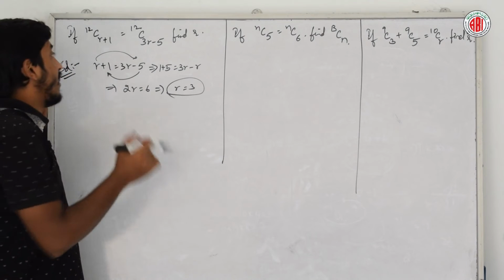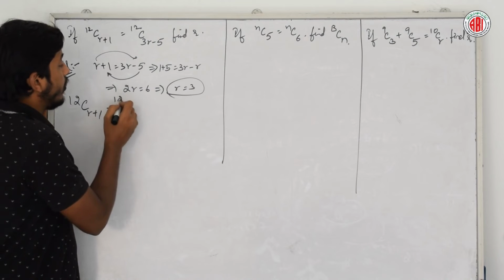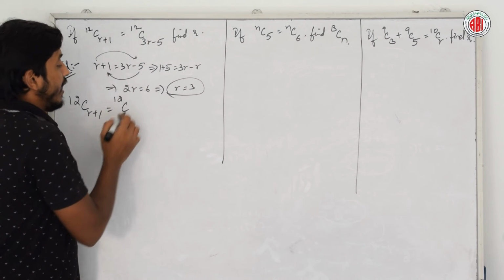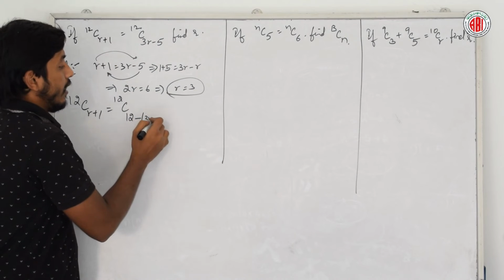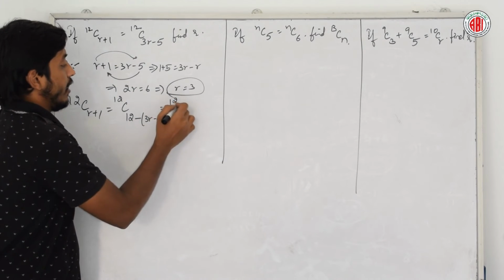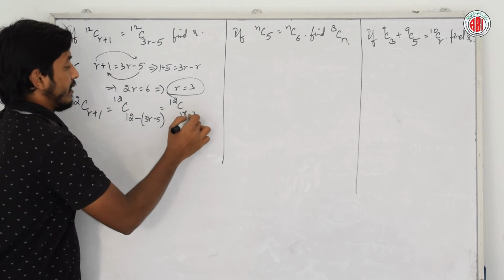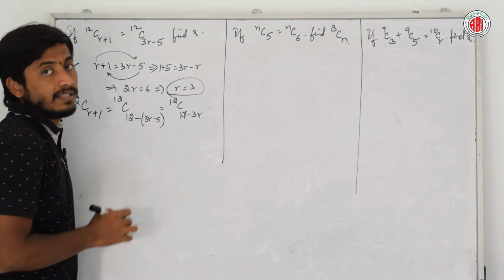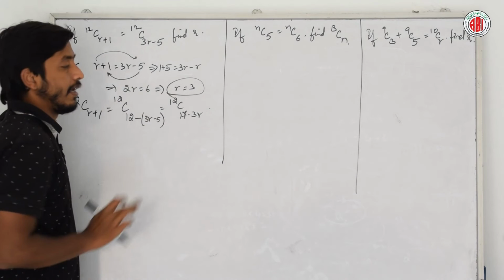Second most thing is we can use the formula of nCr is equal to nC(n minus r), that is 12C(3r minus 5). So what do we get? 12C(12 plus 5 is 17 minus 3r). Is it okay? Minus to minus plus 5 and here minus 3r.